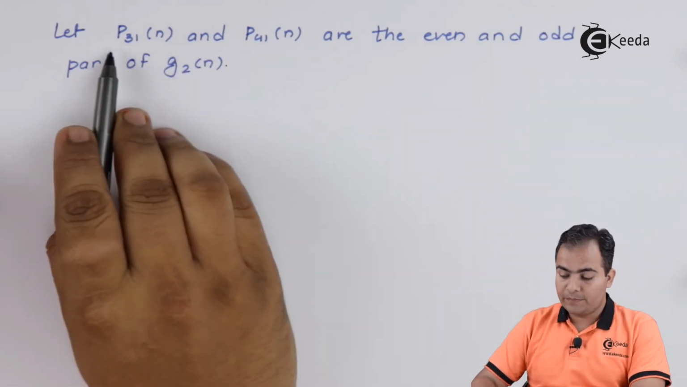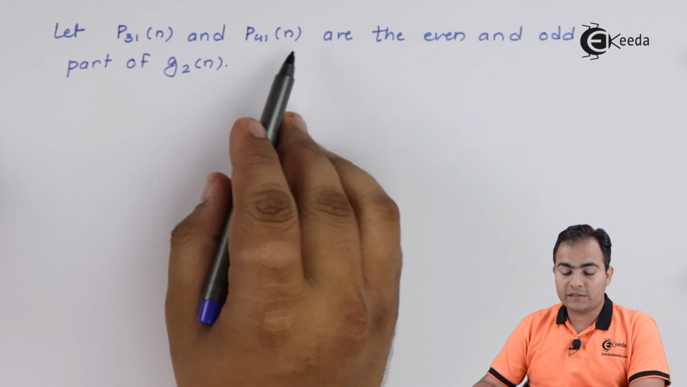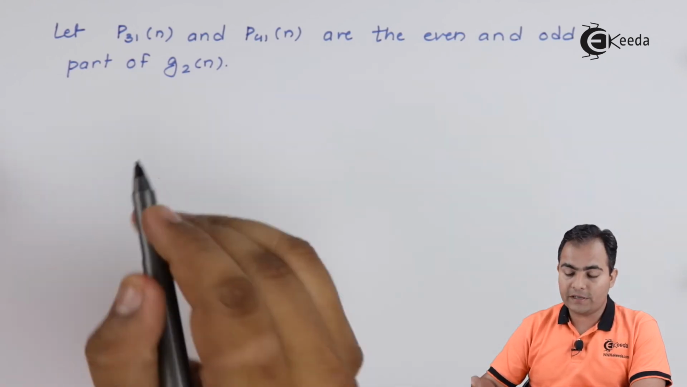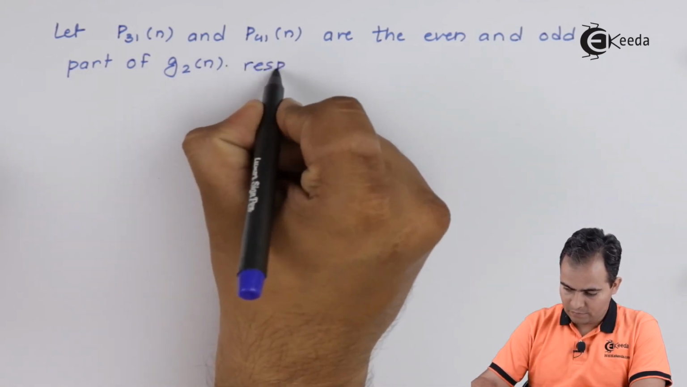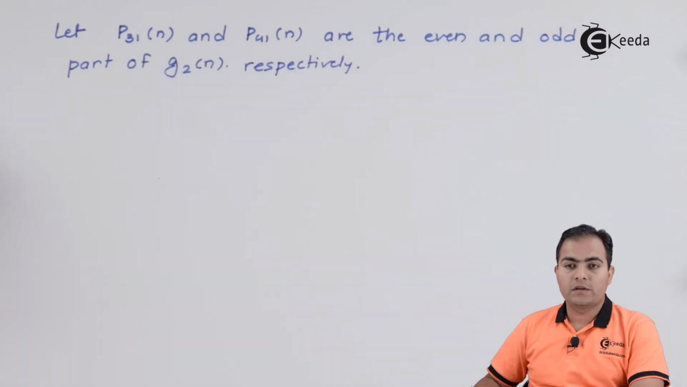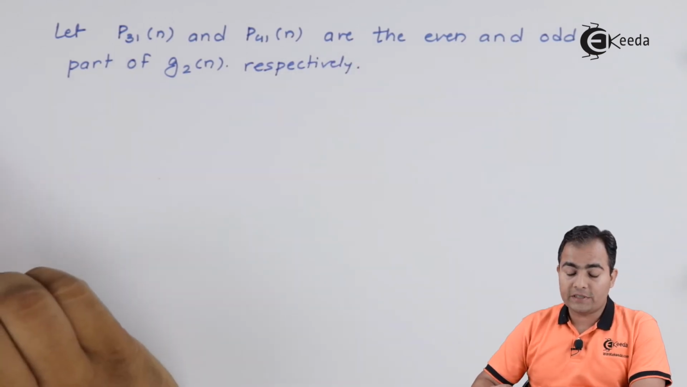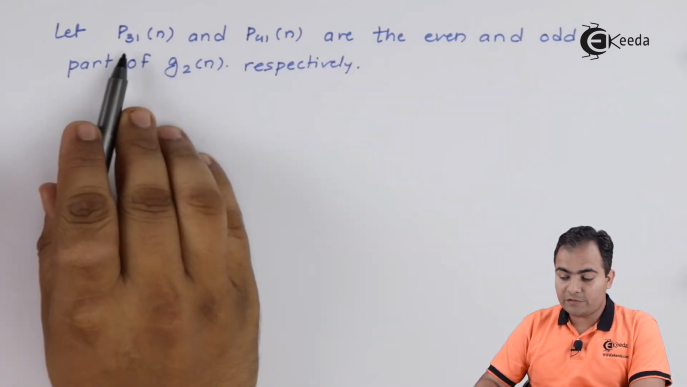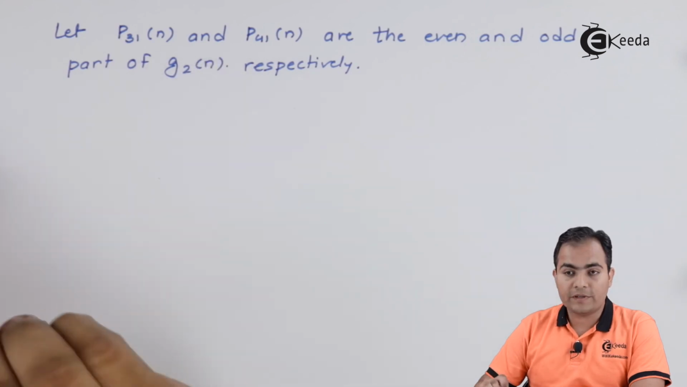So let's say P3 of 1 and P4 of 1 are the even and odd parts of G2 of n respectively. So how to write the equation? As I said, we can write the equation of P3 of n and P4 of n.